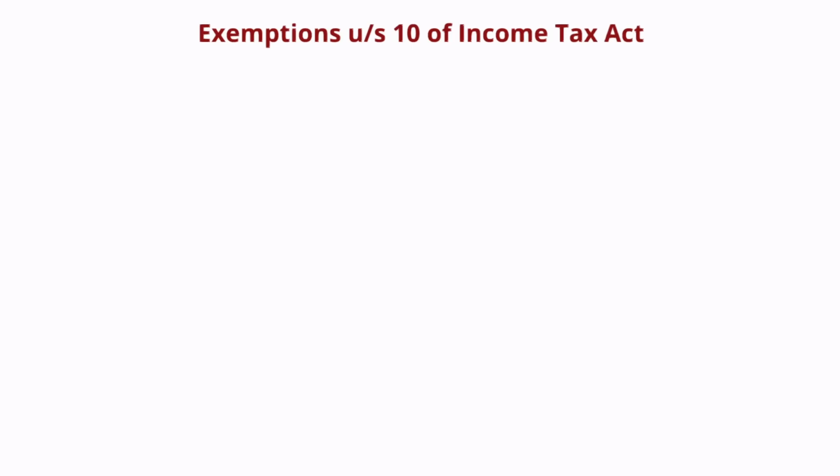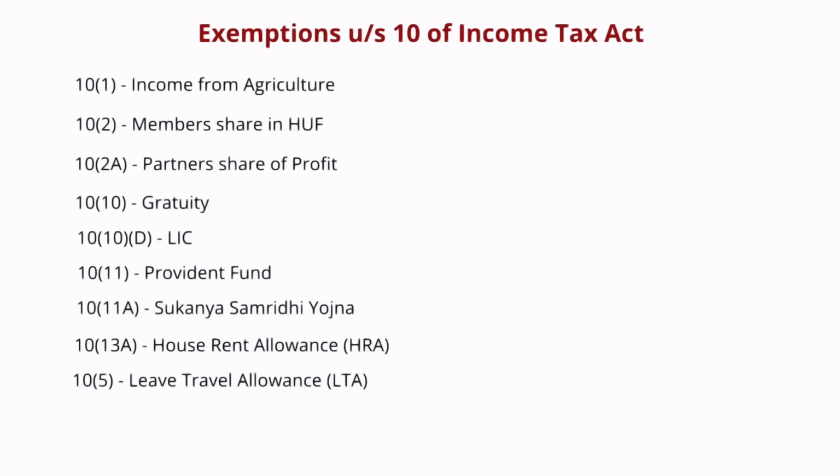Let us look at some of the exemptions under Section 10 of the Income Tax Act. Agriculture income is exempt from tax in India. So is the members' share in HUF. As HUF pays its tax as an entity, the members' share becomes tax exempt in their hands. Similarly, the partner's share in the profit of the partnership firm is exempt in the hands of the partners.